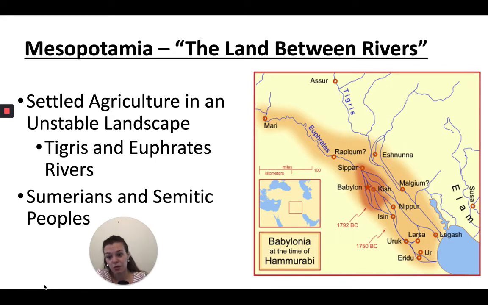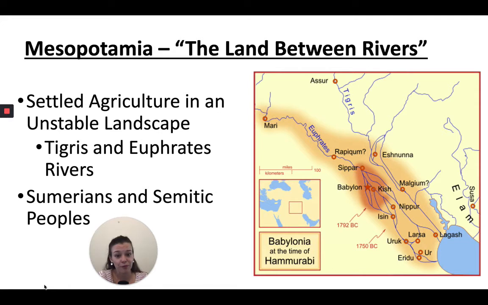That's because when you are relying on just rain for your crops, you want to try and figure out a better way to get water. Well, rivers, and rivers flood. So we see that our earliest groups of people are settling here.